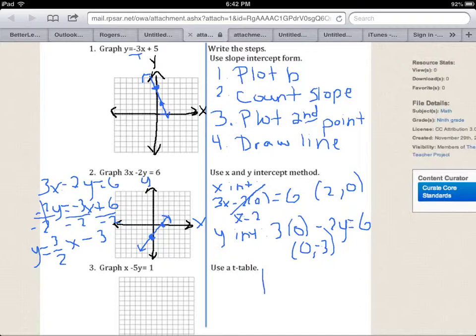And then the t-table is the last thing that I demonstrate that students are pretty familiar with, where you just plug in random x values. We can plug in 0, 1, and 2, or whatever x values we choose for the independent variable, and then get our y values and plot those points and draw the line.